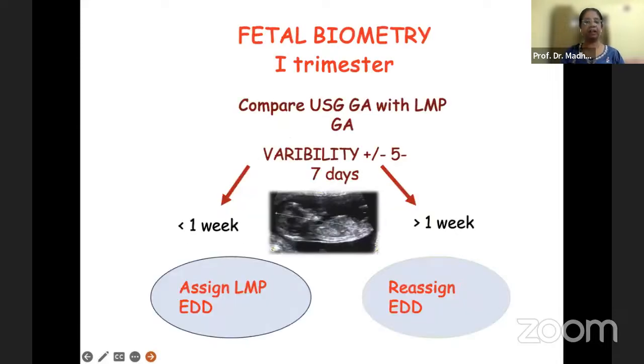Now, in the first trimester, what's the fetal biometry? It's very, very important that we compare the ultrasound gestational age with the LMP gestational age, in the first trimester, that's up to 12 weeks. If between the dating EDD and the scanning EDD there's a difference of less than 1 week, then we go ahead with the LMP EDD. We assign that EDD as the correct EDD. But if it's more than 1 week, we have to reassign the EDD and make suitable corrections.